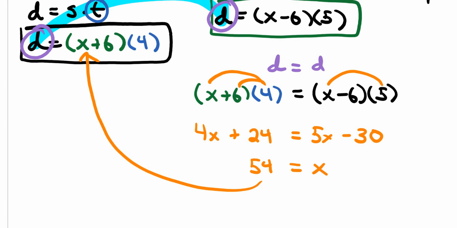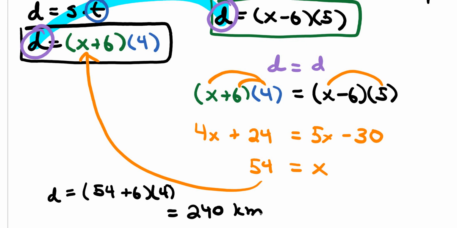I don't know if I have time to solve for my distance here, but let's see if I can do it quickly. So it'll be 54 plus 6 times 4. And if you do that, I believe that's 240 kilometers. Okay, so that concludes this homework video guide.